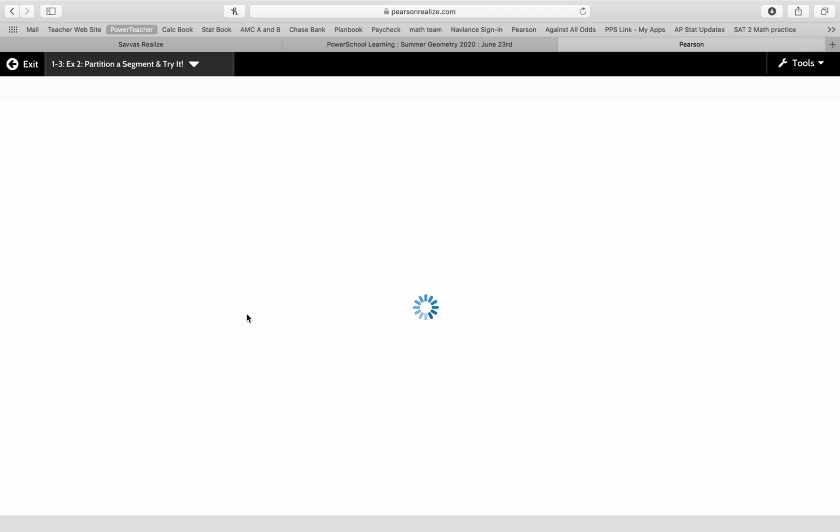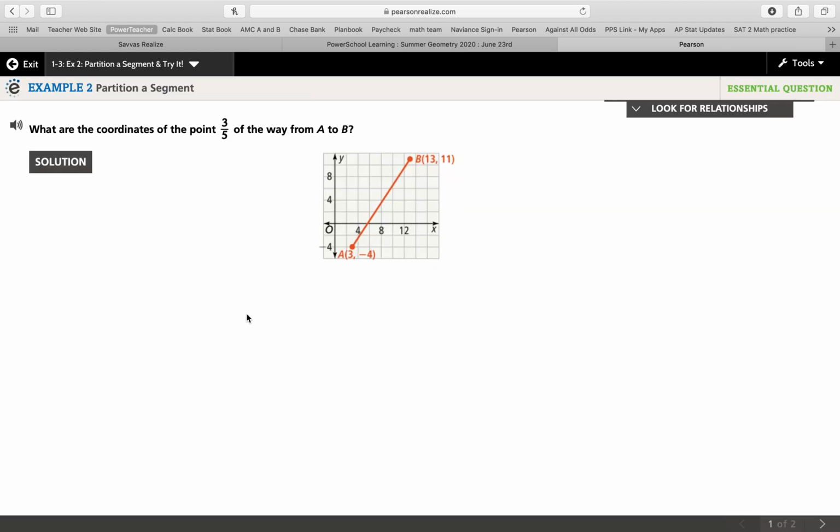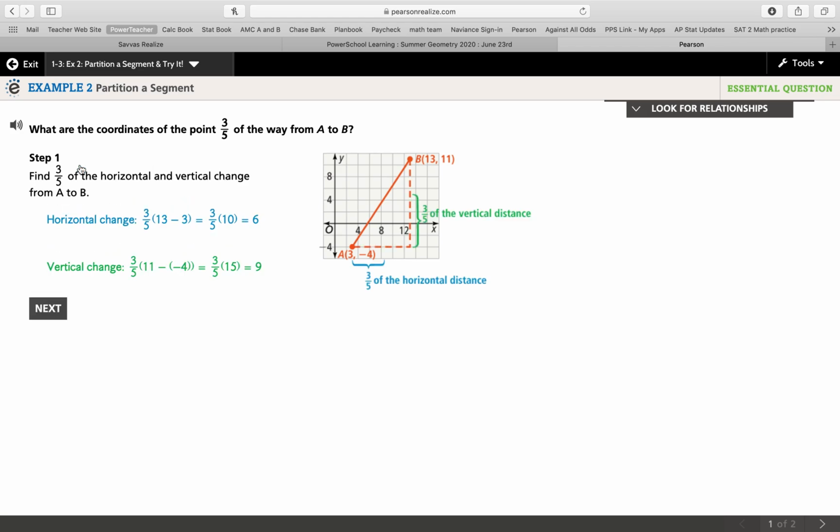Sometimes we don't always want to find the middle of a line. Sometimes we want to find something like a point that is 3/5 of the way from A to B, instead of the midpoint between A and B. Now this is a little bit trickier. We can't just add the x values and divide by 2 and add the y values and divide by 2. Instead, we have to find 3/5 of the horizontal and the vertical change from A to B.